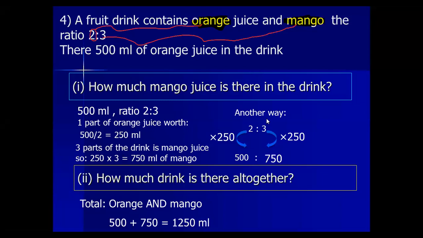Wait, Hazim. Now 2 parts. Look at the ratio. Does 2 represent orange or mango? Orange. Right. So 500 represents how many parts? 2. Right. One part of them will become? 250. Okay. Now mango, how many parts are there? 3 parts. If 1 part equals 250, then mango will become what? 750. Yes, that's it. Do you understand it now?